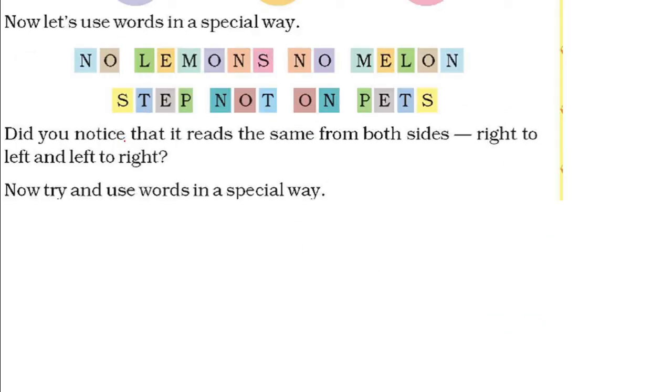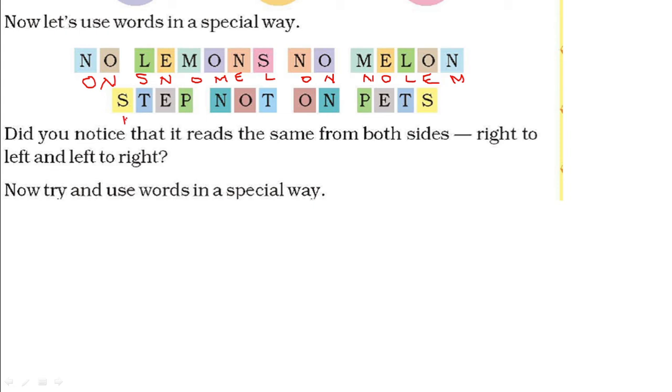Now let us see words in a special way. If we change the order of "no", it becomes "on". N, O. Melon becomes N, O, L, E, M.